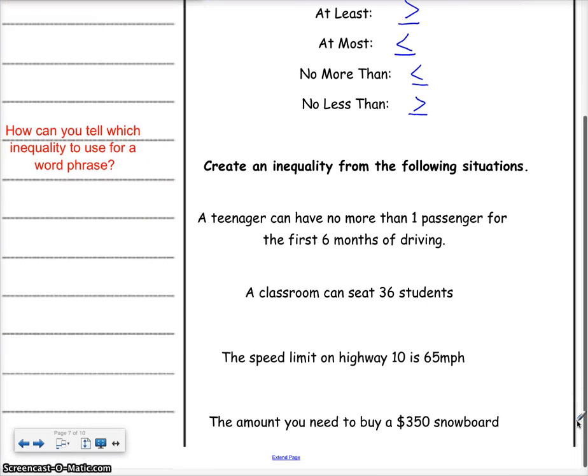So let's apply this. Create an inequality from the following situations. A teenager can have no more than 1 passenger for the first 6 months of driving. So that means their passenger has to be smaller than 1, or it can equal 1. So P is less than or equal to 1. A classroom can seat 36 students. So if that's how many kids can fit in my classroom, my students need to be smaller than 36, or they can equal 36.